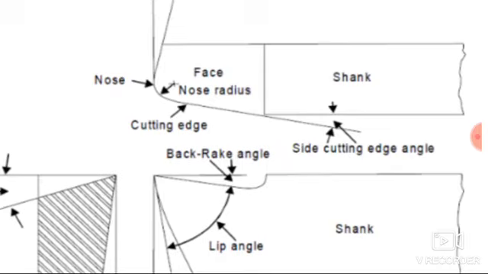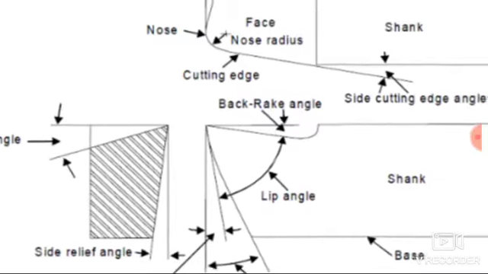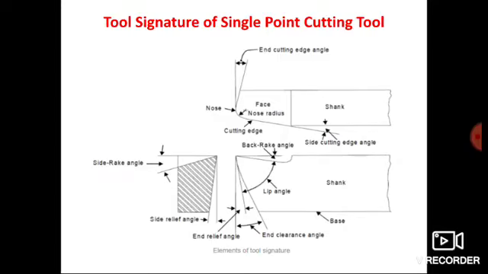It may be a negative rake angle if the face of the cutting tool is inclined upward, and if it is parallel to the base of the cutting tool, then it is known as zero rake angle. Okay, so this is all about your back rake angle. Now the next angle, that is the side rake angle.